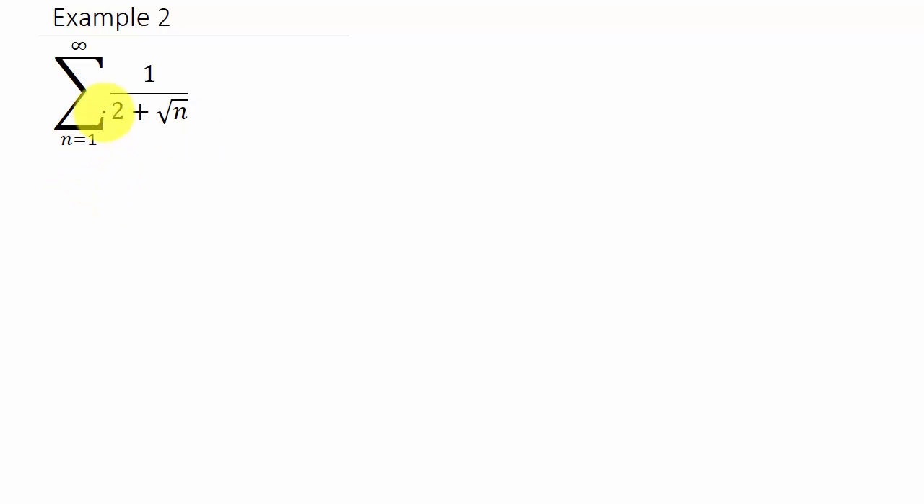Alright, so we have summation n equals 1 to infinity of 1 over 2 plus square root of n. So I'm going to compare this to the series n equals 1 to infinity of 1 over the square root of n. Usually what you can do, you can just keep the largest term from the numerator and largest term from the denominator. So 1's the largest here in the numerator, and the square root of n is the largest term in the denominator. Remember, we're going to infinity.